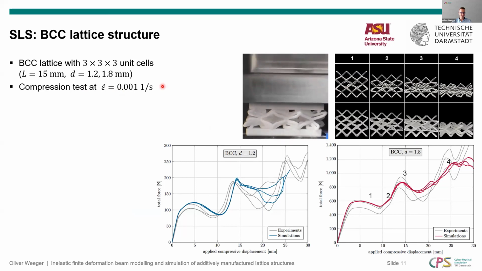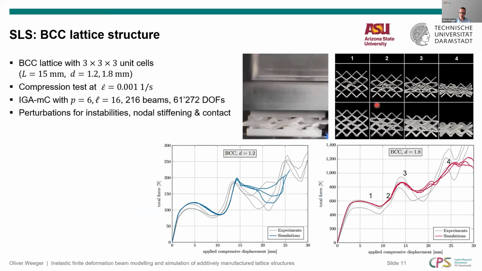And basically, we model the beam structure using our isogeometric collocation method. In total here we have 260 beams and about 61,000 degrees of freedom, which is of course a lot less compared to when you would model the same beam structure using a three-dimensional finite element approach. And here you see a comparison basically of the experiments, which are always the gray curves here for two different diameters of the lattice structures, and the simulations that we do in the beam model.